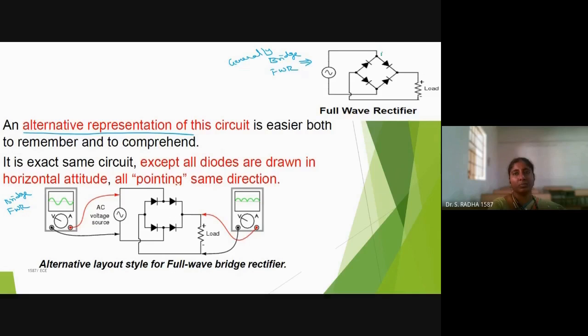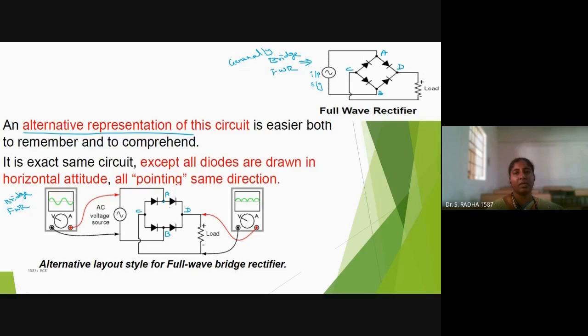If you see here, let this be point A, point B. Between A and B, the input signal is connected. And the other two ends, let this be C and on the other side let it be D. C and D are the opposite terminals. From A to D, one diode is there. This should be D, and this should be C.